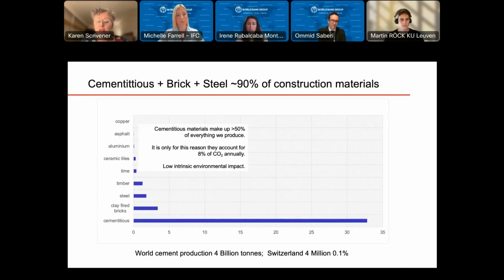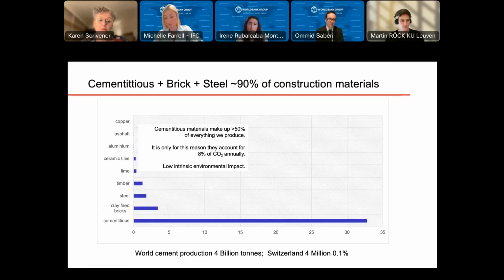So these two materials together make up a very, very important part of all the materials we use. Materials based on cement are overwhelmingly dominant. They make up over 30 billion tons of material in the form of concrete and in the form of mortar. Steel is also very important, and in between we have clay-fired bricks.